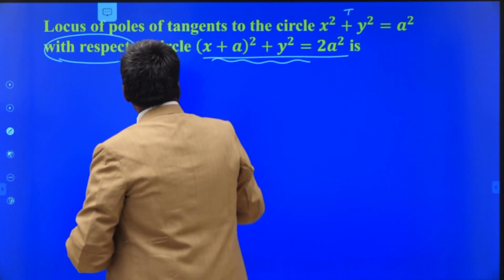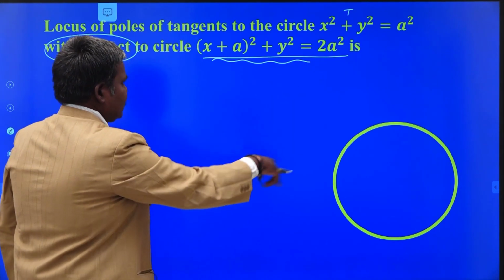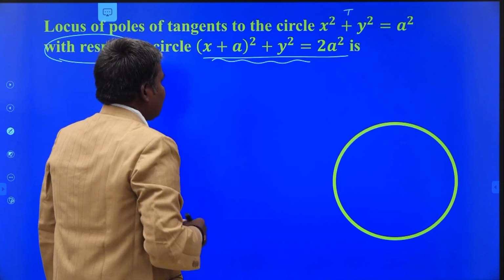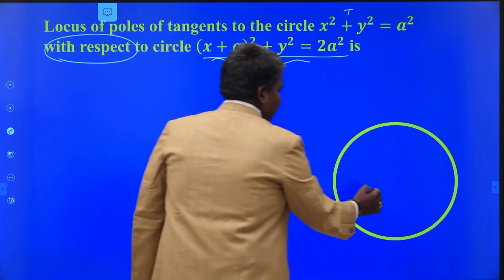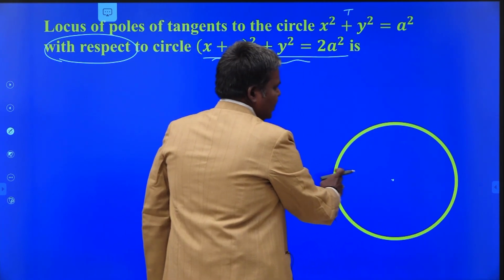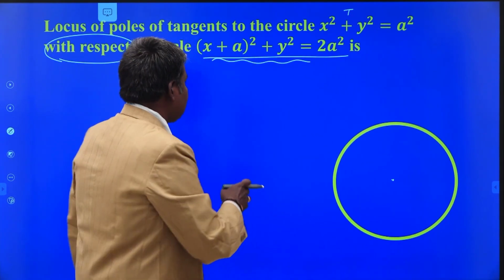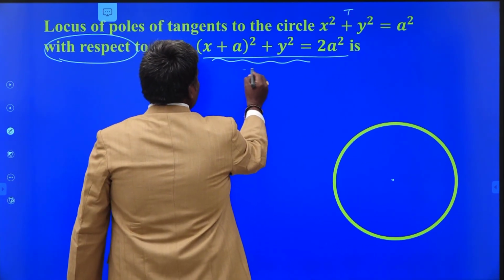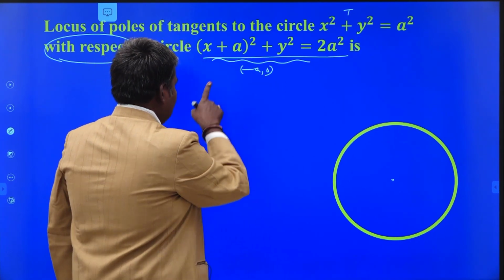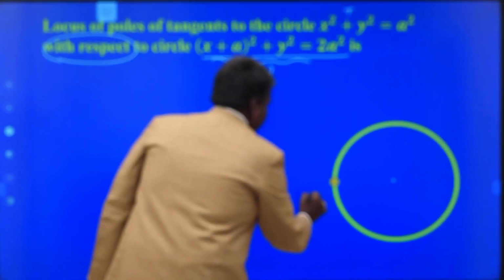So, to understand more, let us try to draw the figure here. This is the circle, x square plus y square is equals to a square. Now, what is the center of the circle? 0, 0. This is my center of the circle and radius of the circle is a units. So, this is minus a comma 0, this is a comma 0. Now, the center of the second circle is what now? Minus a comma 0. So, your center minus a comma 0 lies on the first circle. This is the point minus a comma 0.